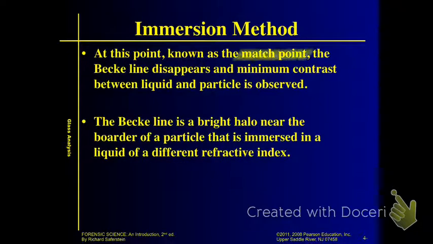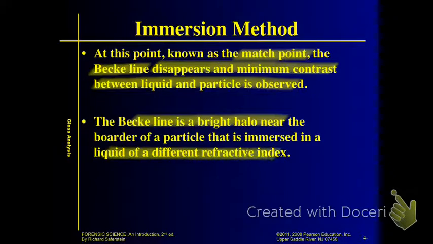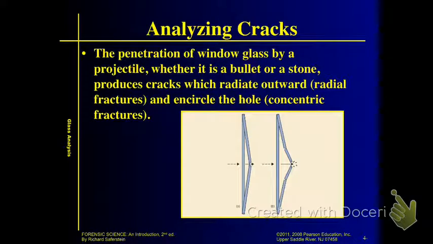The match point is called the Becke line, and that disappears and minimum contrast between liquid and particle is observed. It's a bright halo near the border of a particle that's immersed in a liquid of a different refractive index. You can see the Becke line in your textbook. It's probably the best place to see it.